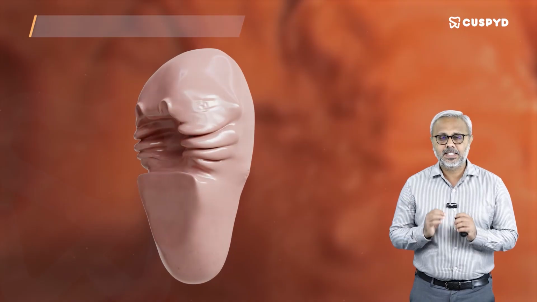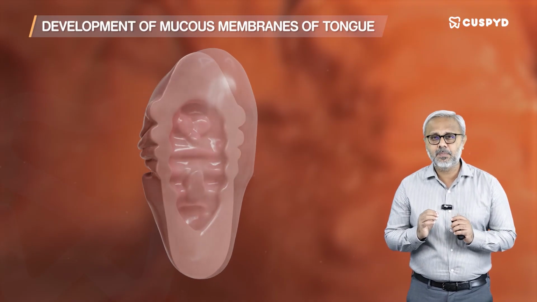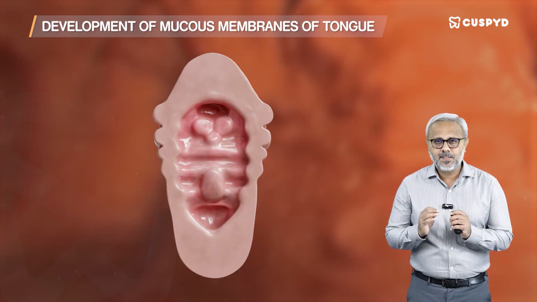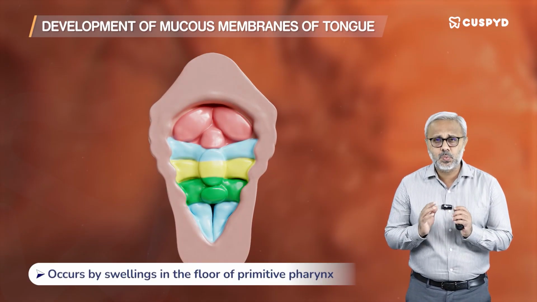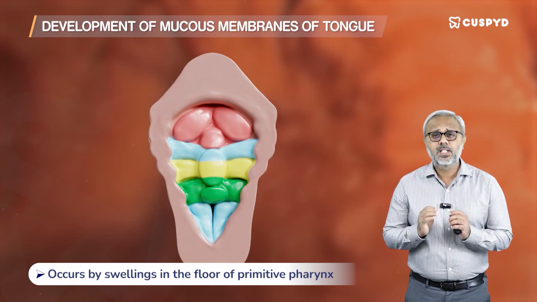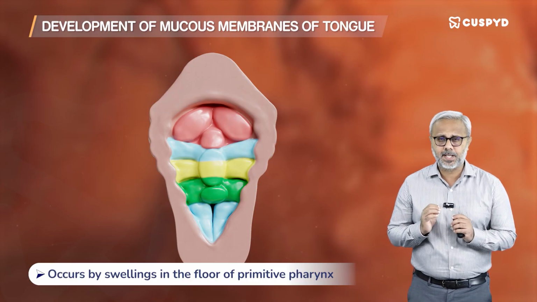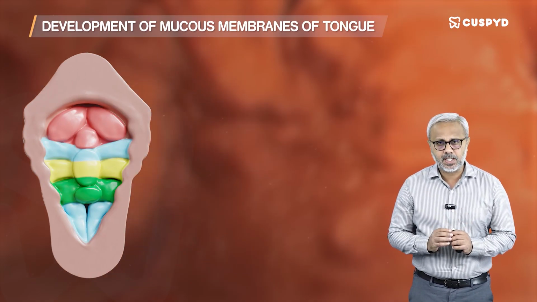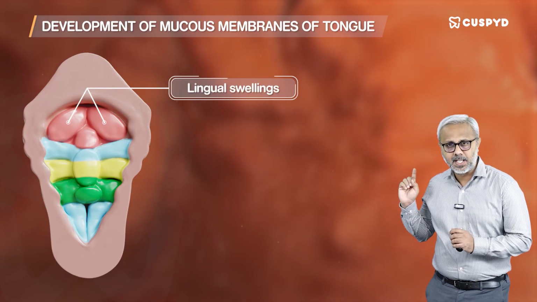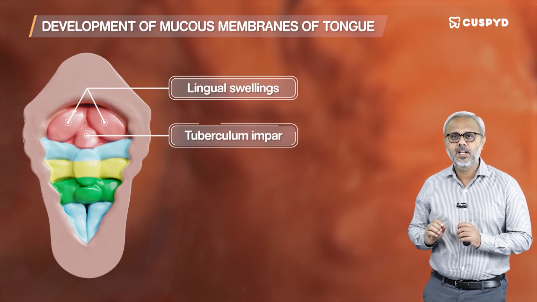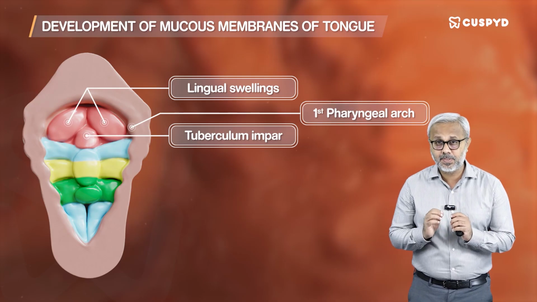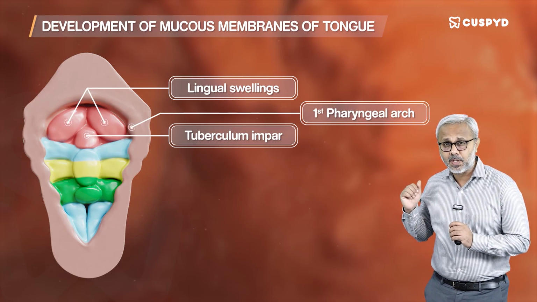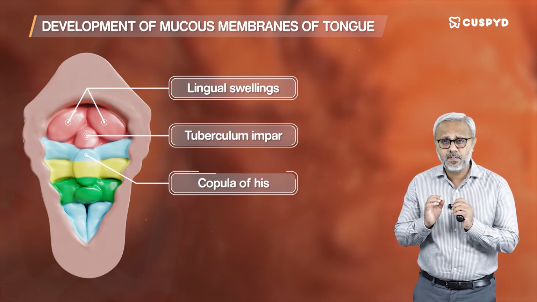Let us start with the development of the mucous membrane of the tongue. The development of the mucous membrane of the tongue occurs by a lot of swellings which develop within the floor of the primitive pharynx. These swellings include the lingual swellings and tuberculum impar, which are derived from the first pharyngeal arch. Then the next important swelling we have is the copula of His.